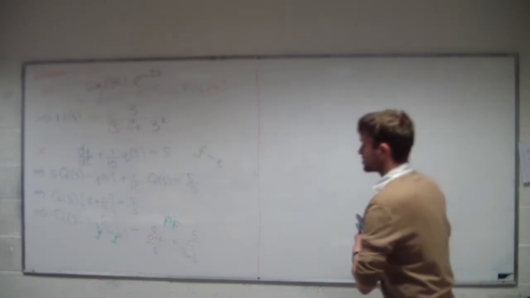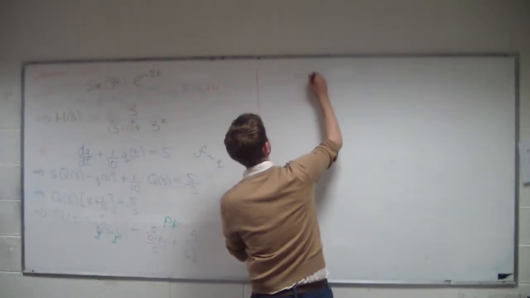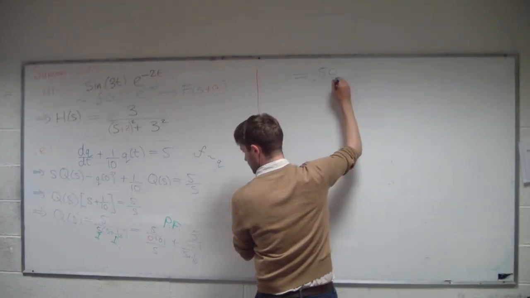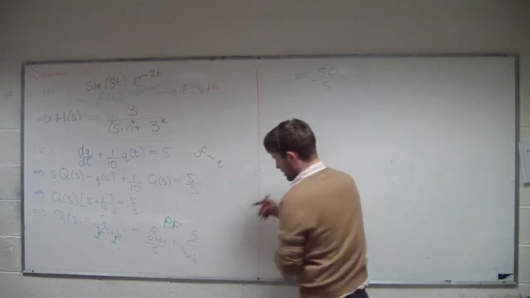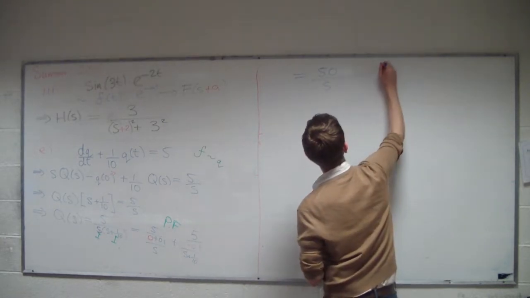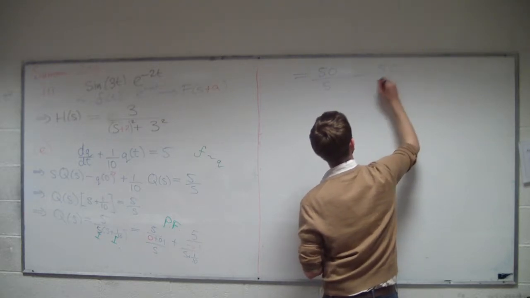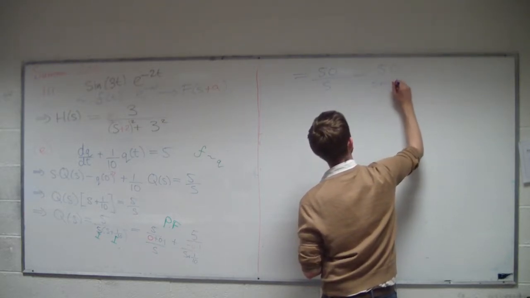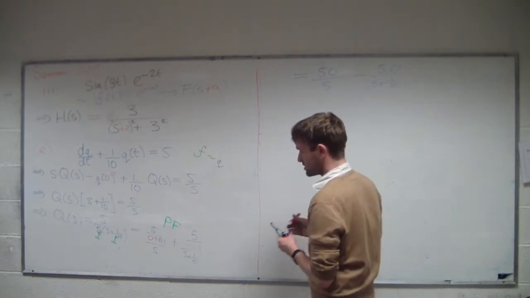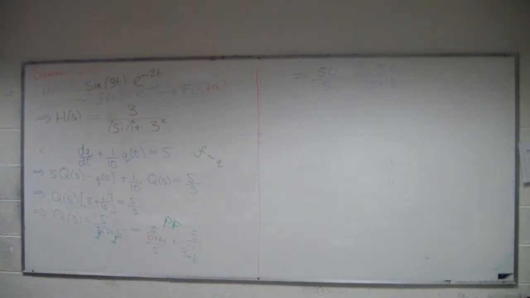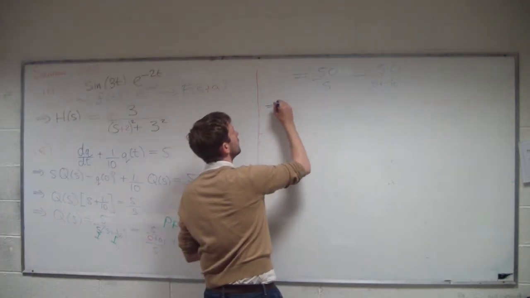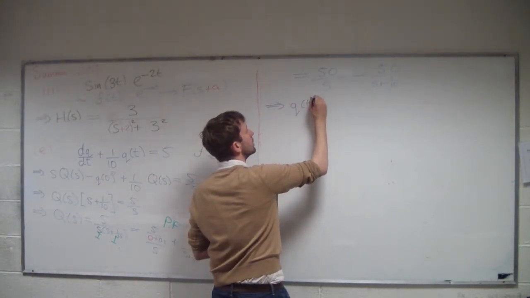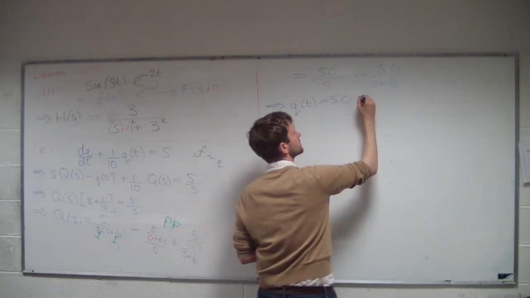So 5 divided by 0.1 is 50 over S, and the other is negative, so I can take out the minus: 50 over S plus a tenth. And then this is going to be sent back to what? What's big Q of S sent back to? Small q of t. This sends back to 50. I can fix the 50.